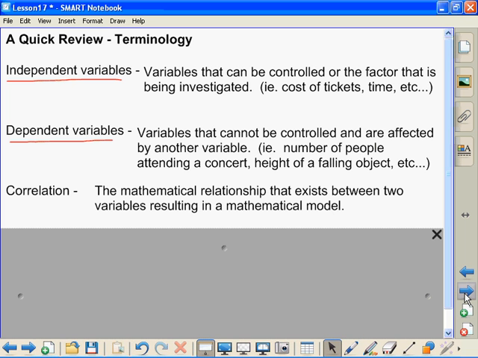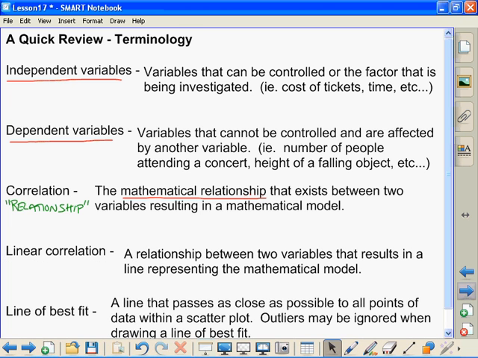Correlation. In grade 9, you know correlation as relationship, and that's simply what correlation means. We're changing to a grade 12 vocab, specifically in data management. When we talk about correlations, it's the mathematical relationship, exactly how it was in grade 9. What is the relationship between this and that, or x and y? That's what we're doing here. We're looking at the relationship that exists between two variables, resulting in a mathematical model, and our goal is to develop mathematical models.